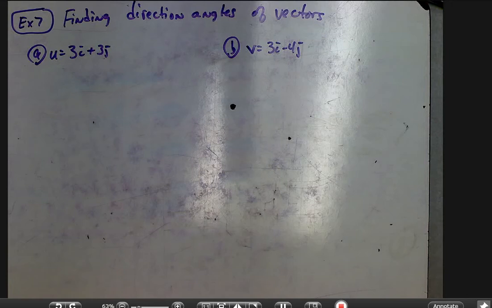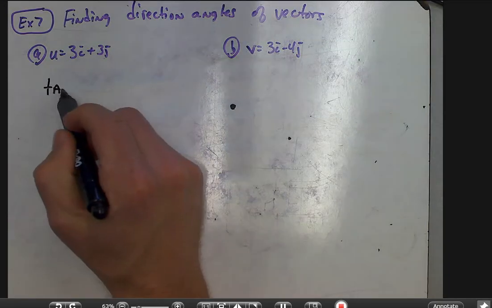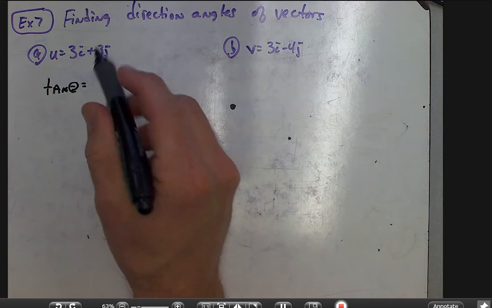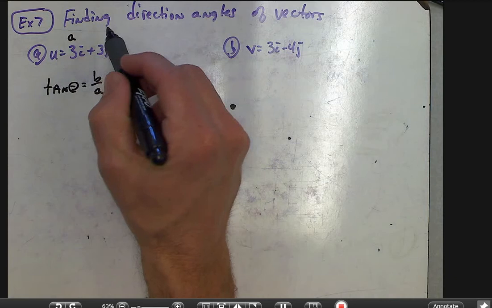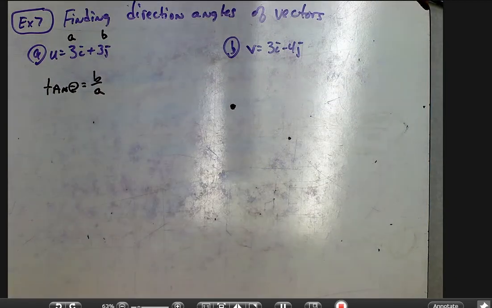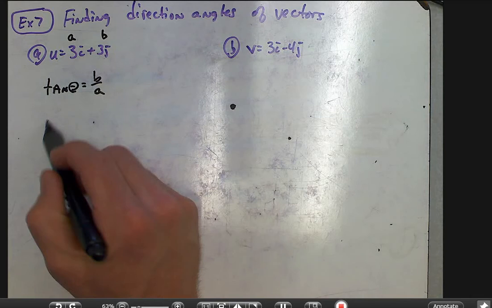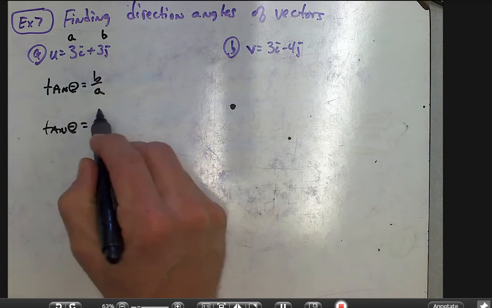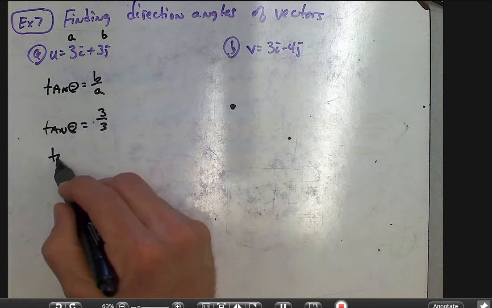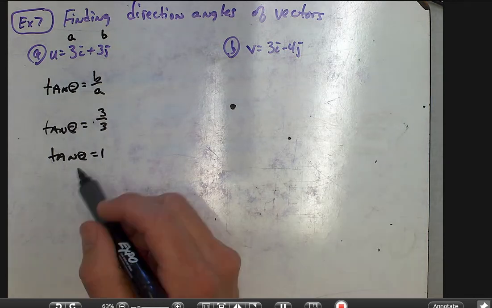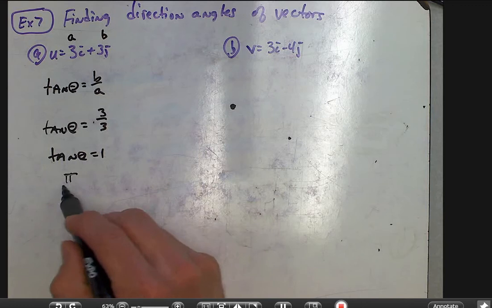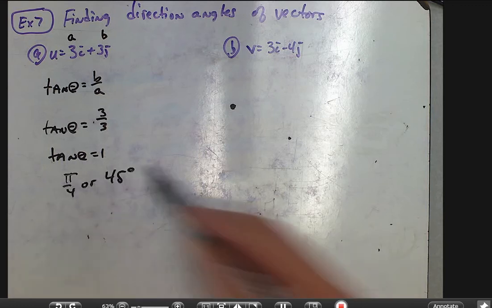Okay, in example 7, it wants us to find the direction angle of vectors. So I have a formula, and the formula is that the tangent of theta equals b over a. Well, simply put, a is the first letter, b is the second letter, a, b alphabetical order, i, j alphabetical order. And so the tangent of theta equals 3 over 3. So the tangent of theta equals 1. And when the tangent of theta is 1, we know that to be pi over 4 or 45 degrees.